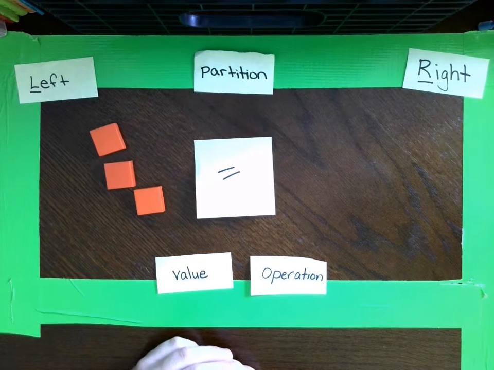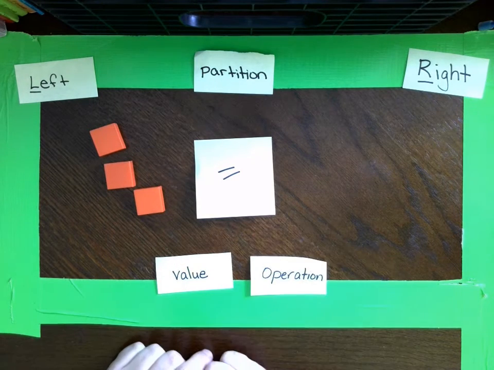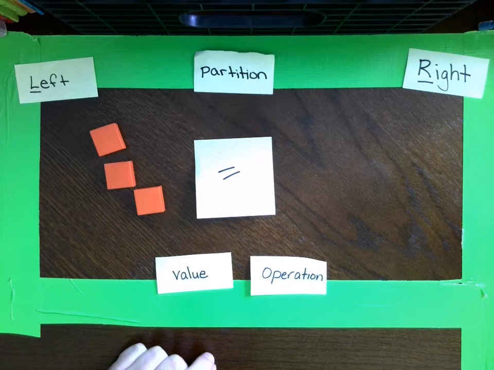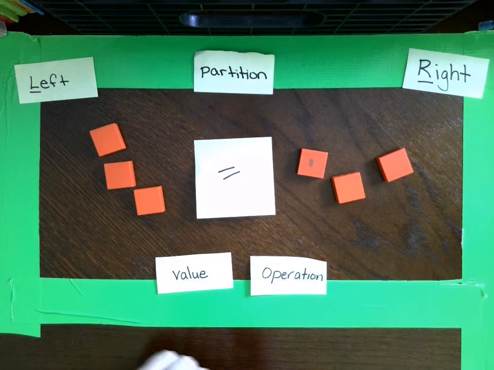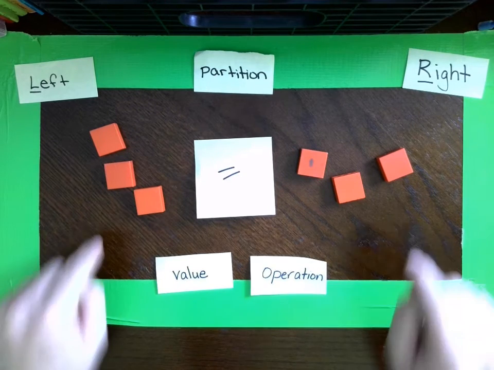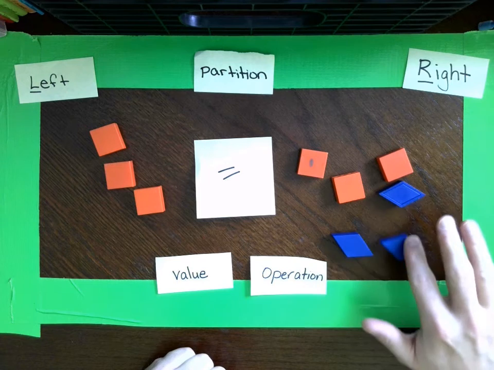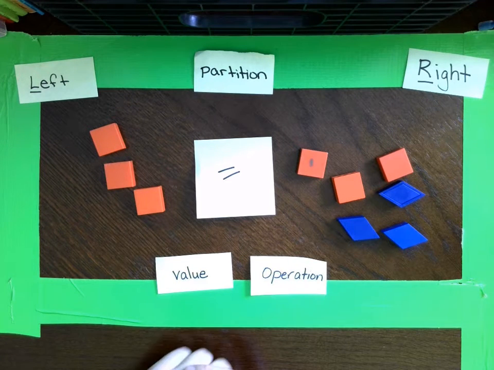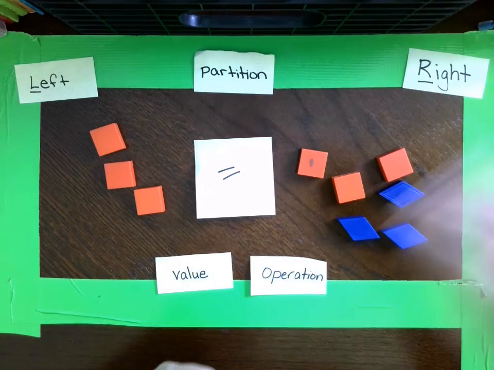We have 3 tiles on the left side. To make the right side balanced, what do we have to do? Add 3 tiles. Okay, so now these are balanced. What if I put 3 more tiles over here? What has to go over here? 3 more tiles.